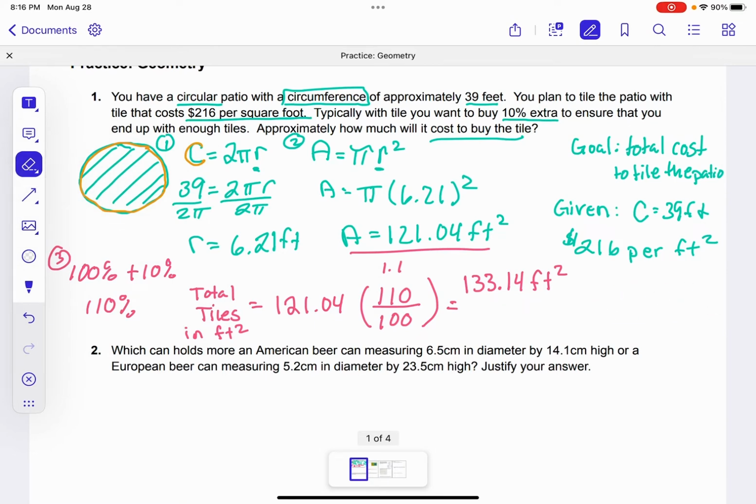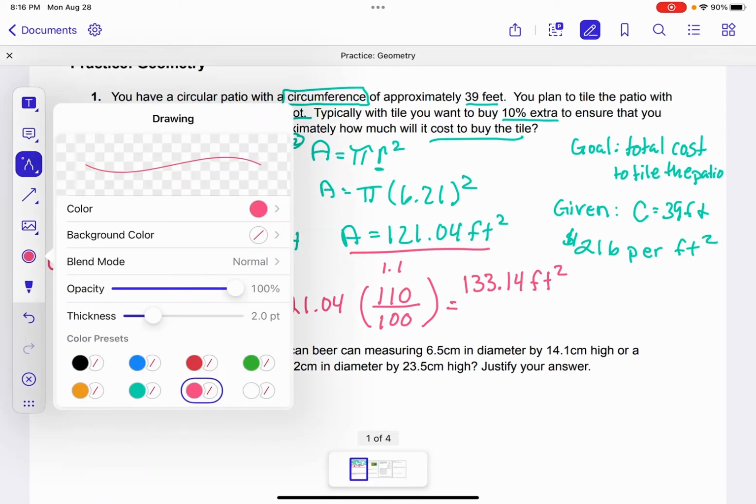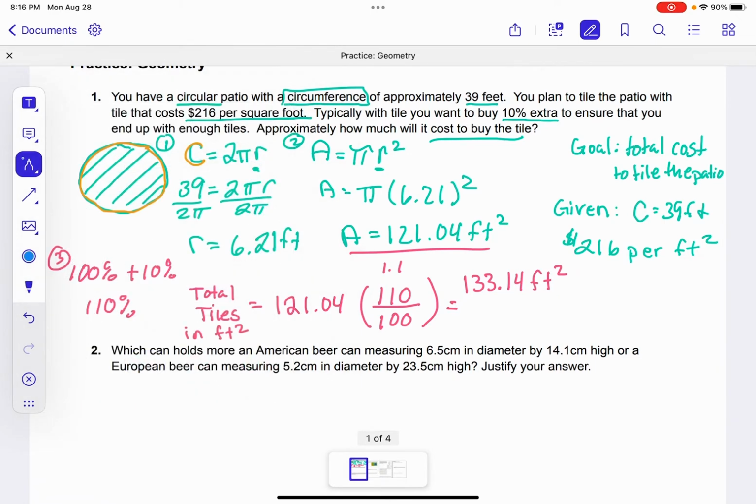Because now, last but not least, I'm going to take my cost times my square feet, because it's cost per square foot. So I'm going to have that 133.14 times the 216. And I wasn't asked to deal with tax, so I'm not going to worry about tax right now.